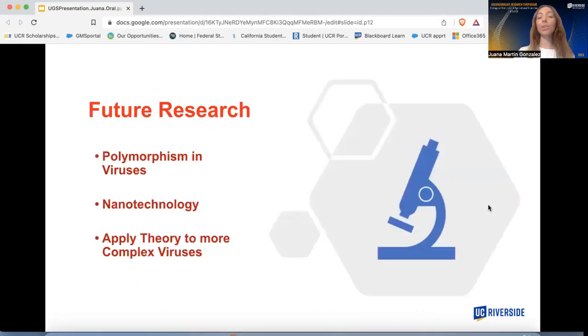And in terms of future research, it includes the polymorphism of viruses, nanotechnology, and applying the theory to more complex viruses.